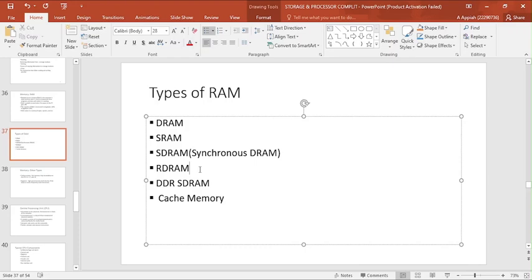Then the next one is what we refer to as the Rambus DRAM. Now this type was designed to provide high-speed memory access. Then the next type of RAM is the DDR SRAM, which is a type of the static RAM.